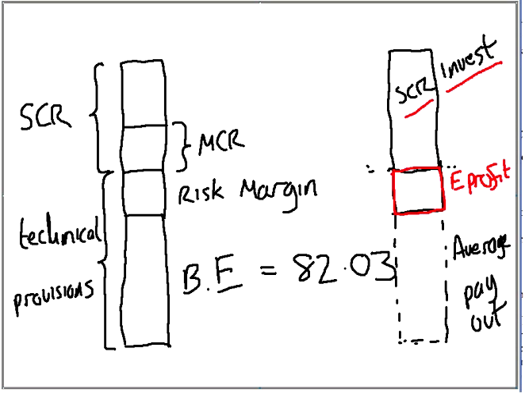So now we want to look at how we calculate this risk margin. What this risk margin is, is the reward we need to pay an investor for taking the risk of putting at our disposal the amount of the solvency capital requirement.